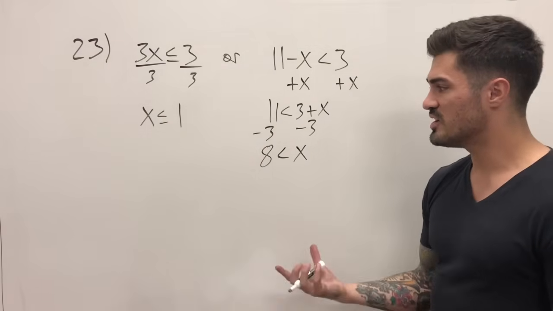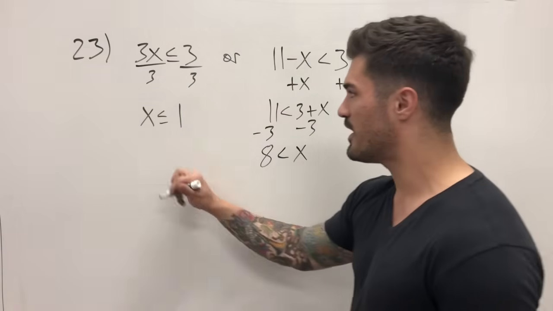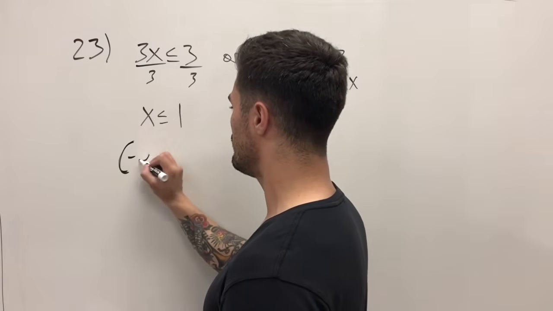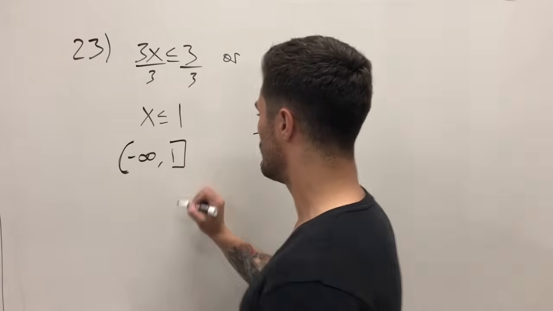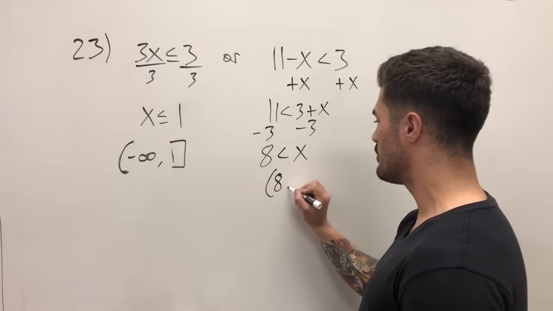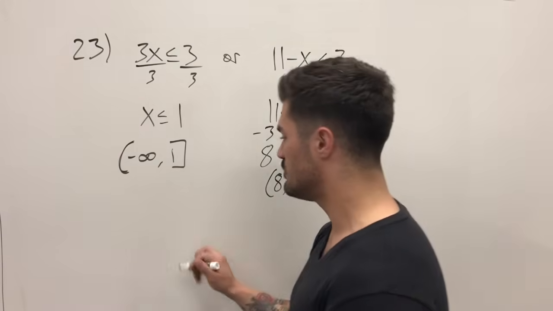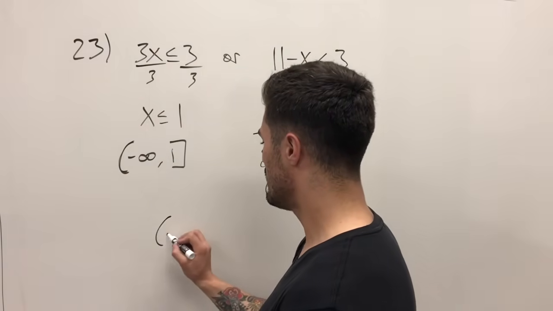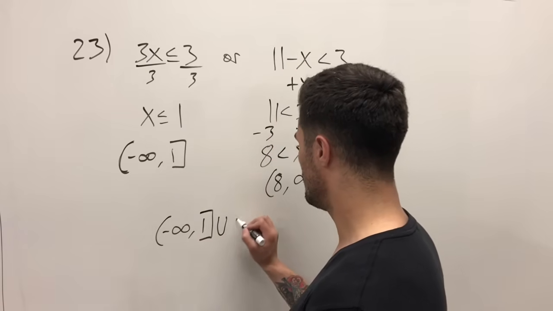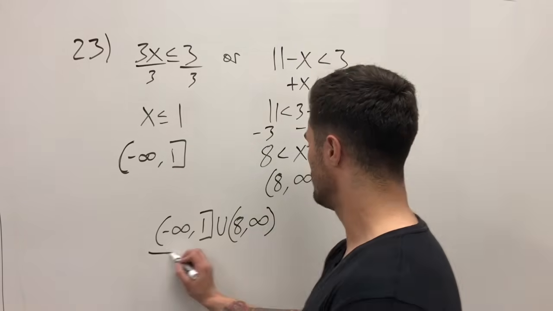So my final solution is, again, the union of these two intervals. For this interval, I have x is less than or equal to 1. So that means I have from -infinity all the way up to 1, including 1. And for this one, I have x is greater than 8. So I'm starting at 8 and going up to infinity, not including 8. So my final solution is the union of these two: -infinity to 1, union 8 to infinity.